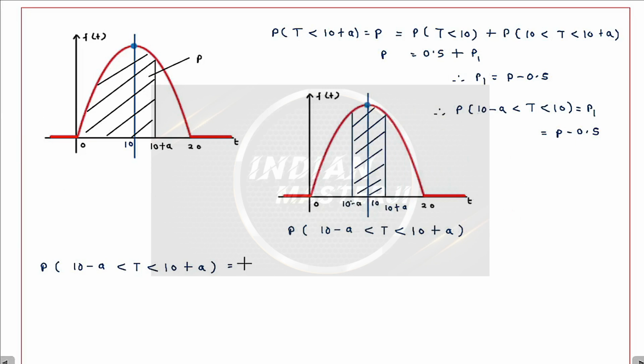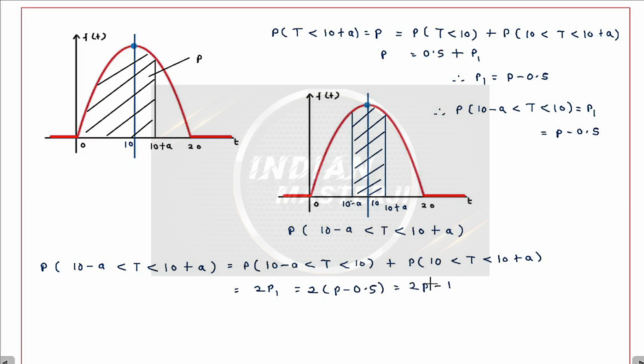This will be equal to the probability of 10 minus a being less than t being less than 10, plus the probability of 10 being less than t being less than 10 plus a, correct? So that is equal to what? That is equal to p1 plus p1, correct? So this will be equal to 2 times p minus 0.5, which is equal to 2p minus 1, correct? That's it, part C of the question.